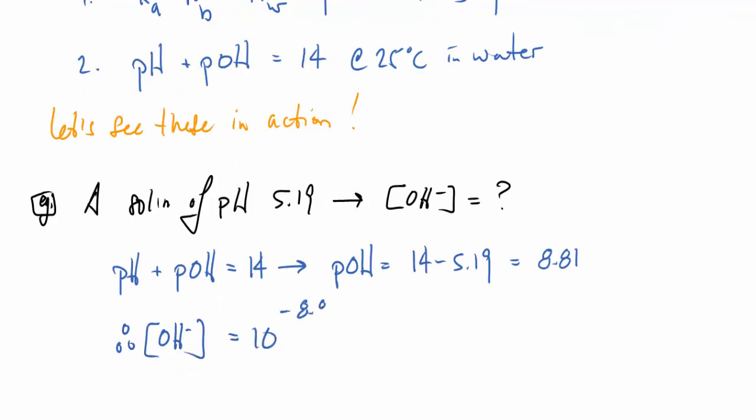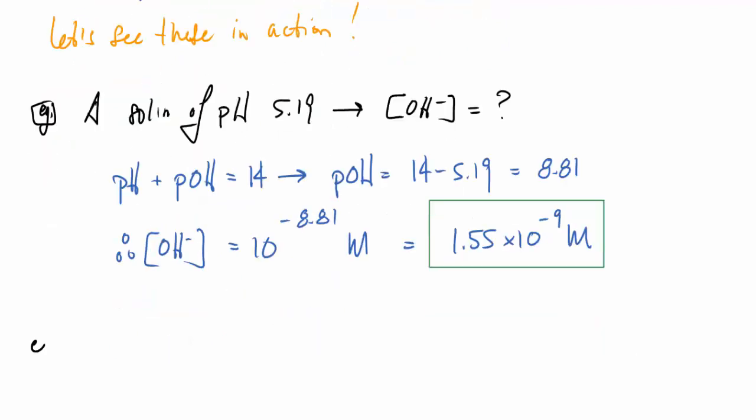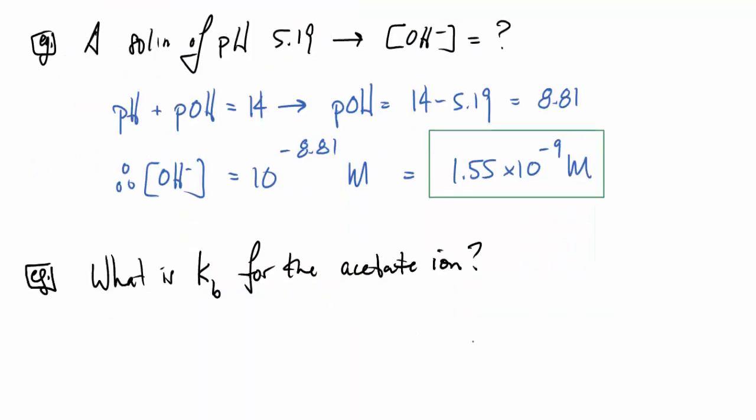So we'll just use pH plus pOH equal 14, compute the pOH here, and then get the hydroxide ion as 10 to the negative power of that pOH, 1.55 by 10 to the minus 9 molar. So indeed, an acid solution does have hydroxide present.